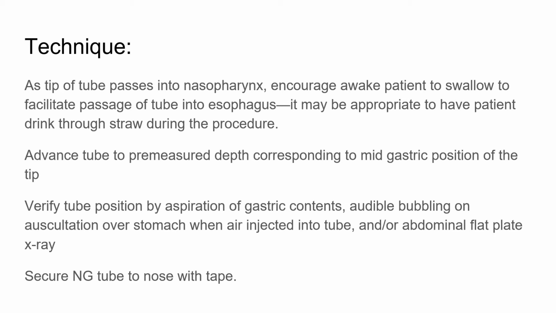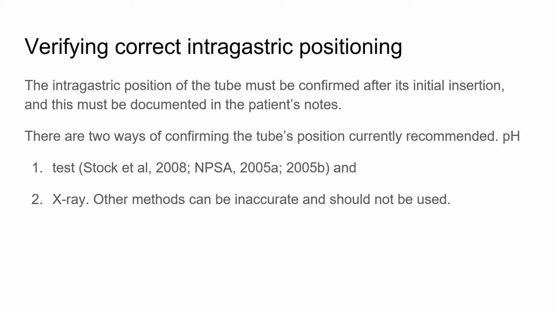So we'll see what are the different ways to identify whether it is in place or not. Verifying the correct intragastric position: the intragastric position of the tube must be confirmed after initial insertion, and this must be documented in the patient notes. So whatever method is used has to be documented there.